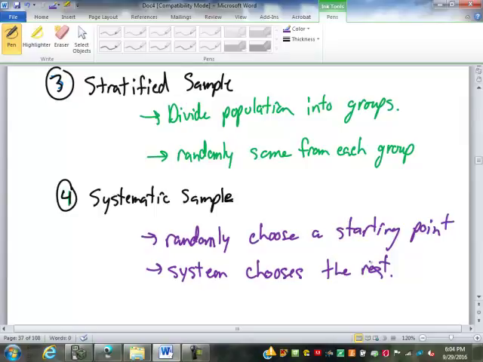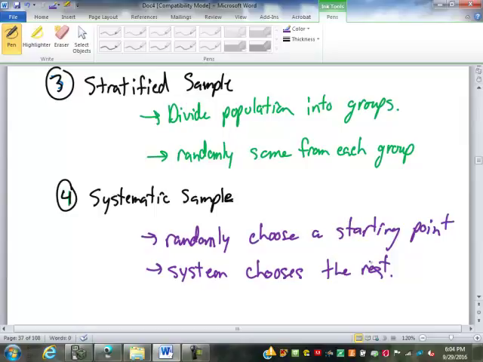It doesn't matter. Once I've selected that first number, if it's 52, I'll test the 52nd can off the line. Then I'll test the 152nd can and the 252nd can as the time goes on. The system decides everything after the starting point is selected. So I don't have to keep randomly choosing. Systematic sampling saves time because you only have to choose the starting point. You don't have to go through that random process over and over again.